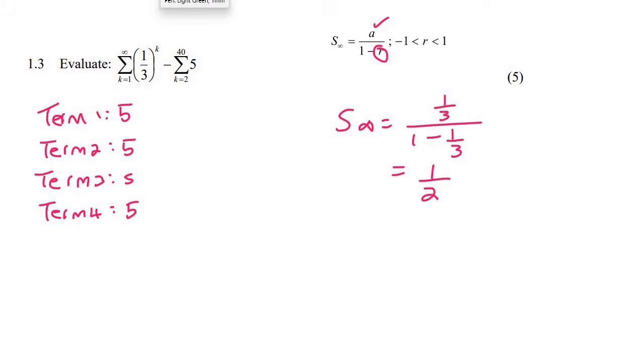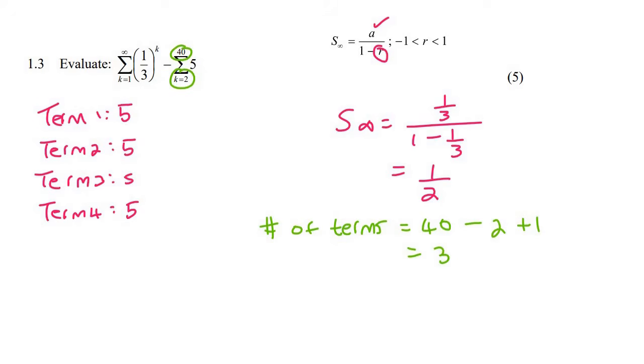Now what some students would do is they'll say, oh, okay, so there's going to be 40 of them. No, no, no. Remember, the number of terms is always the top number minus the bottom number plus 1. And so there's actually going to be 39 terms in that sequence. So there's going to be 39 5s.